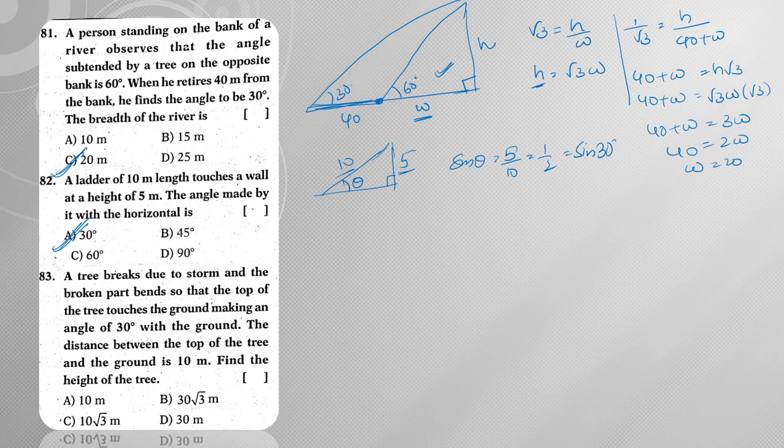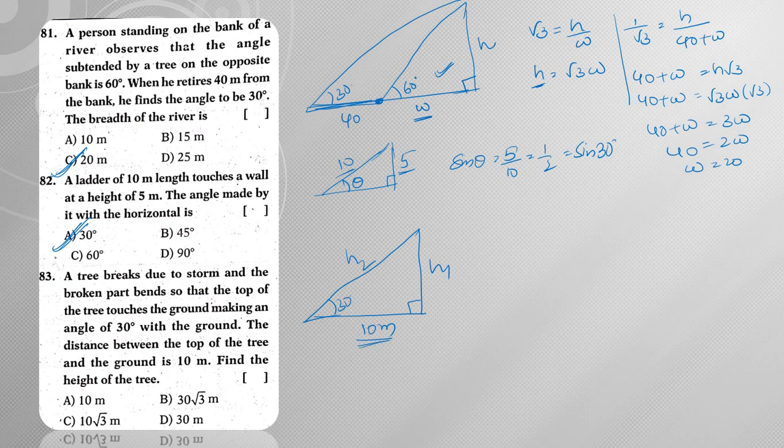Next, a tree breaks due to a storm and the broken part bends so that the top of the tree is touching the ground, making an angle of 30 degrees. The figure looks like this, and the distance between the top of the tree and the ground is 10 meters. Then find the height of the tree. Now this is making a 30 degrees angle, so we need to find h1 and h2. On adding those two, we are going to get the answer.